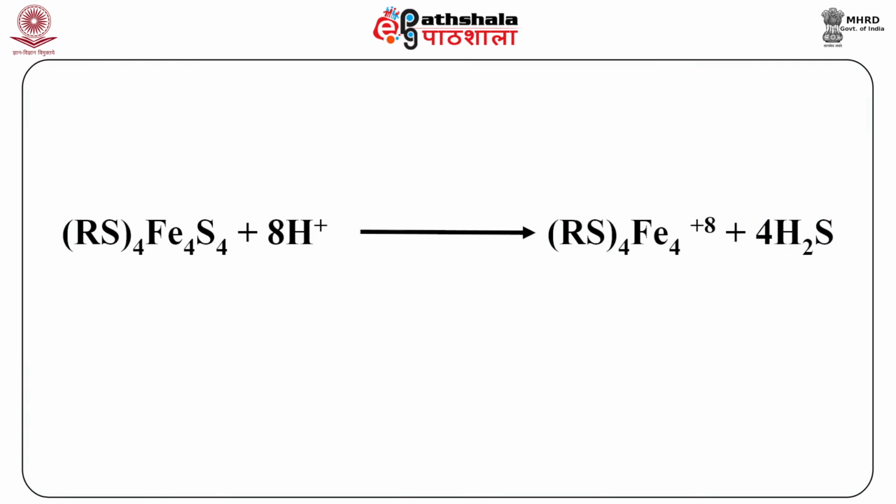The sulfur ligands are arranged tetrahedrally about the iron atoms, and the presence of inorganic sulfur is indicated through the release of hydrogen sulfide gas when these proteins are treated with a mineral acid. This is represented in the equation.